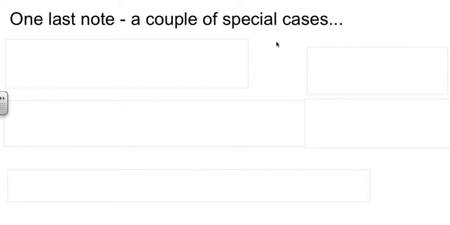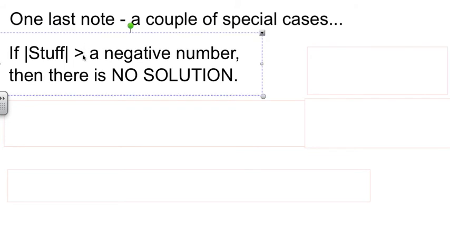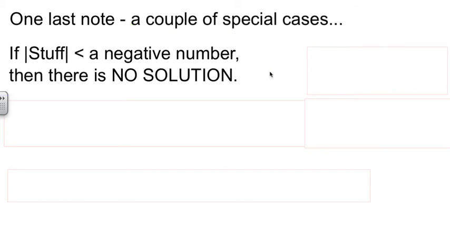One last thing we have to look at, there's a couple of special cases, again, that they like to mix in, especially with absolute value. If you have absolute value of stuff and it's less than a negative number, then there's no solution. Because remember, this thing over here is positive. Positive less than a negative number. There's no solution for that. And your graph would just look like an empty number line. Put some number down here to show that it's a number line, that you didn't just leave something blank. But there's nothing to graph.